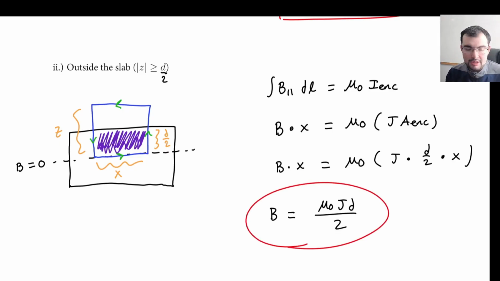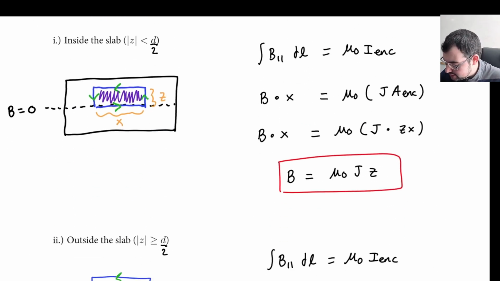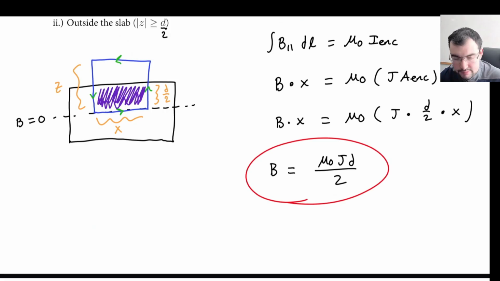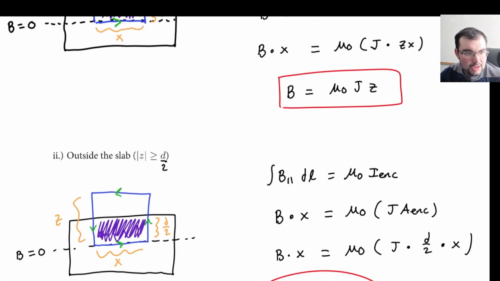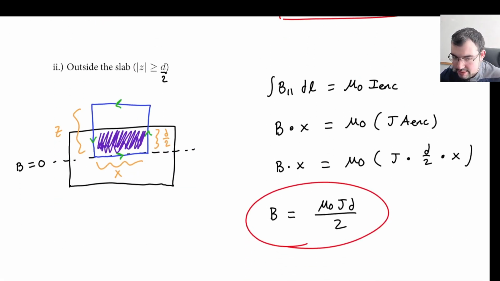As expected, we get a uniform field anywhere outside the slab. We can see continuity also works because if Z is D over 2, they match. So we can imagine what this looks like on the graph. It's the same as the volumetric density.